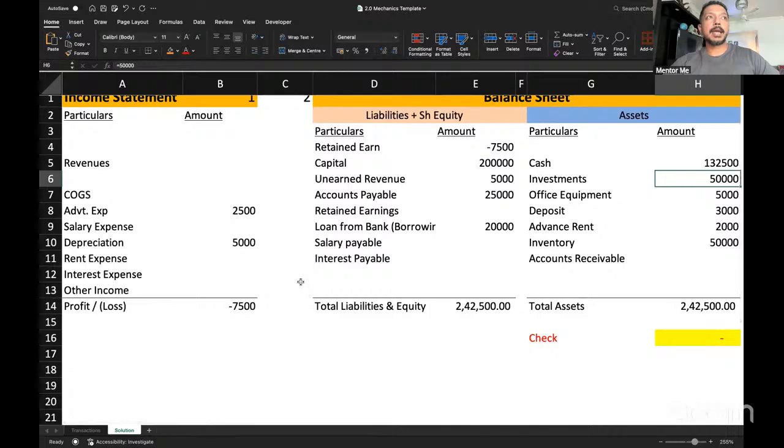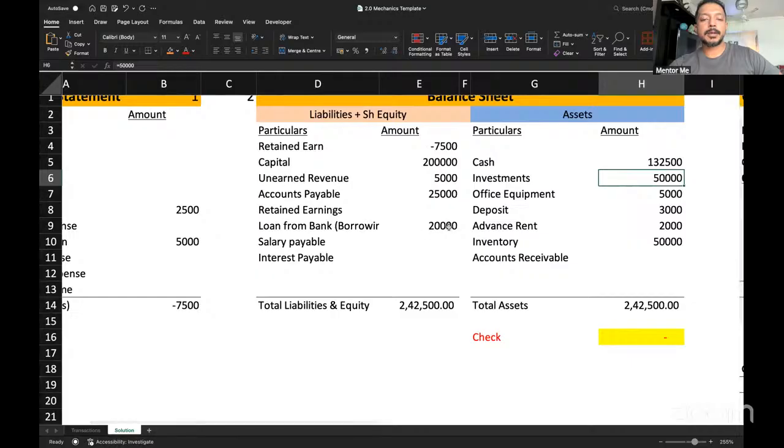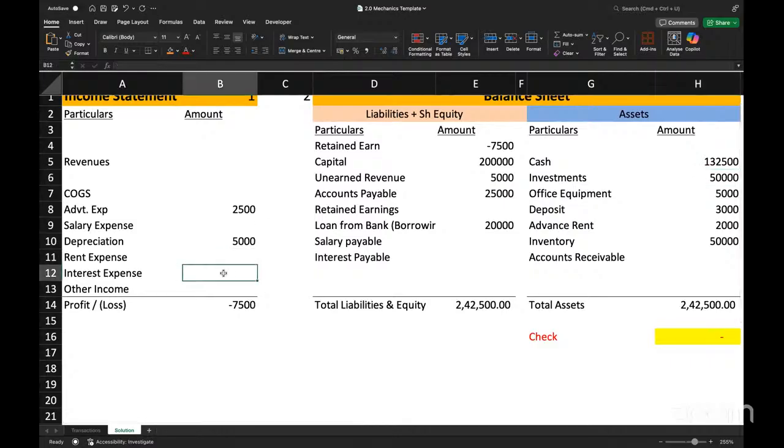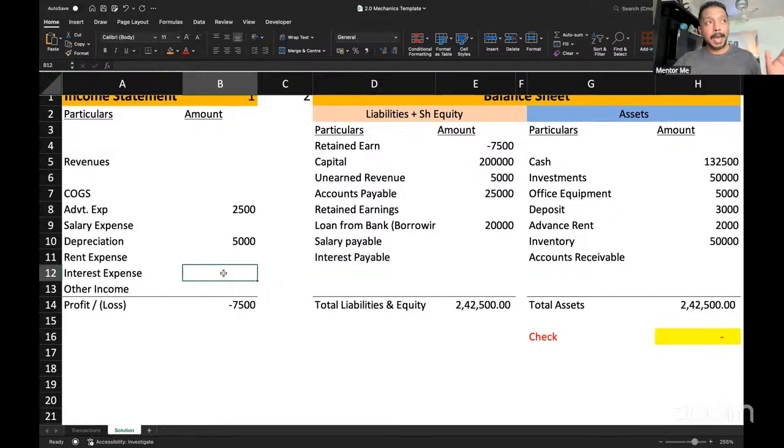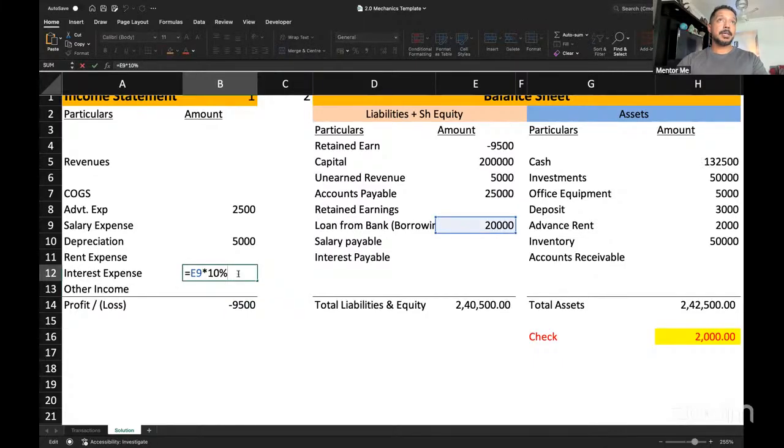Let's say we're talking about the entire year, what would be the interest for this particular loan that we have taken? 10%. So 2,000, right? So it would still qualify as an expense even if we do not pay it in cash. So it has to come in the income statement. So this into 10% would come as an expense. Now, whether we pay it or not in terms of actual cash will decide whether it will go in liability or equity or the cash side, asset side, right?